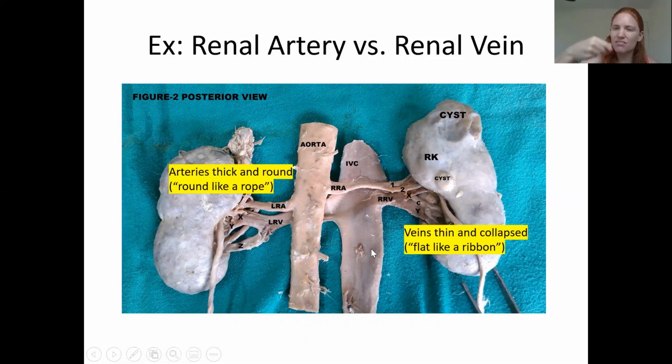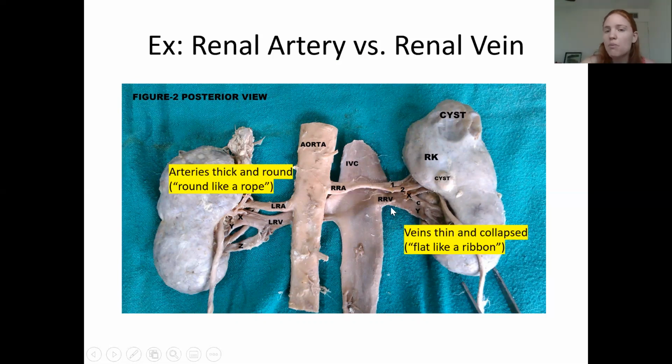Whereas the veins are very loose and floppy because their walls are so thin that when you take the blood out, they just collapse on themselves. So they tend to be flat like ribbons. Okay, so what I want you to notice is, look at this right here. So this is the right renal artery. It is nice and round. And this right here is the right renal vein. So this one is round, but this one is flat. But notice the difference in size.